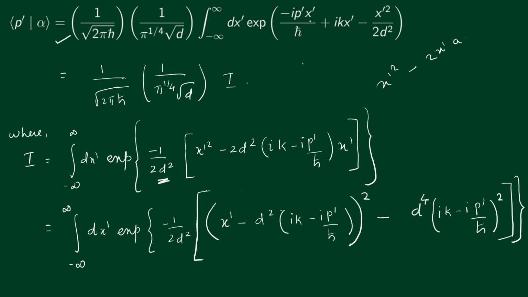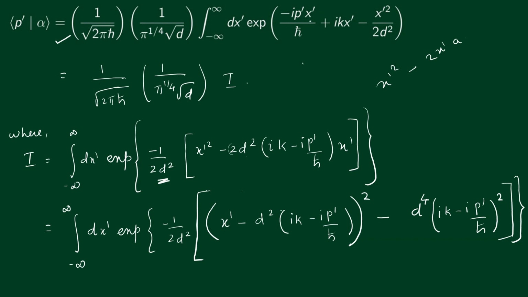Now we can complete the square because this looks like two terms in the square of x prime minus a square. Let me write it carefully. So this minus 1 by 2d square is here. Now I am writing this as x prime minus d square multiplied by ik minus ip prime divided by h bar. This is just the a that we had in the previous example, this whole square minus a square, because there is no a square term here, so minus the square of this term. I hope this is clear. The square of this term becomes d raised to 4 ik minus ip prime divided by h bar whole square.